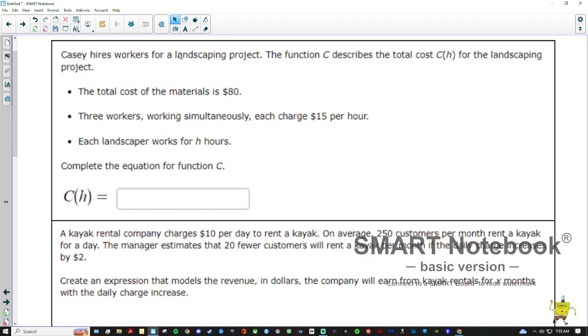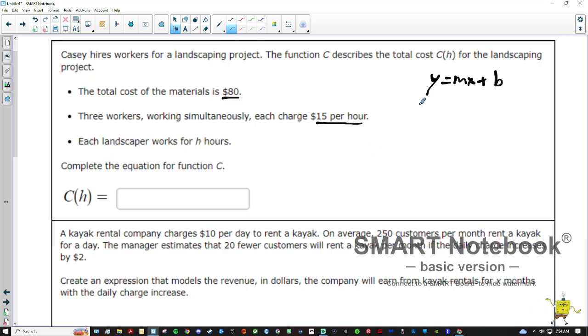Casey hires workers for a landscaping project. The project C describes the total cost for a landscaping project. So the total cost is 80. 3 workers working together charge 15 an hour. Okay, so two numbers. Y equals mx plus b.